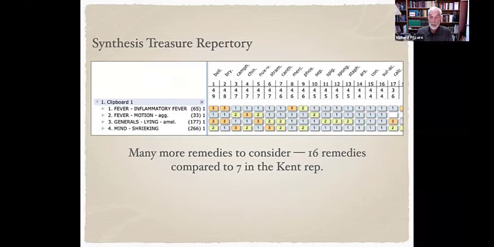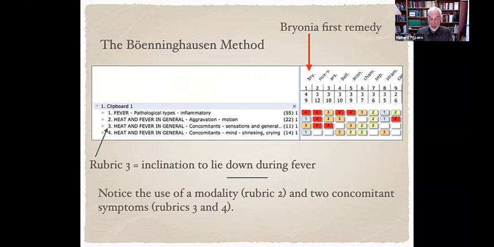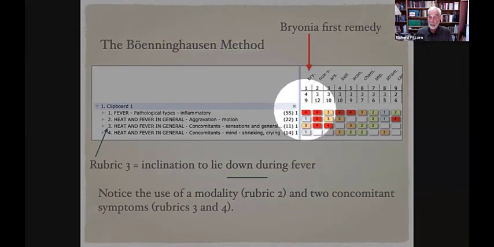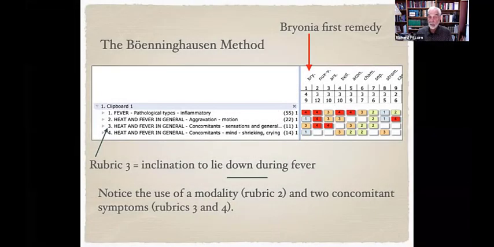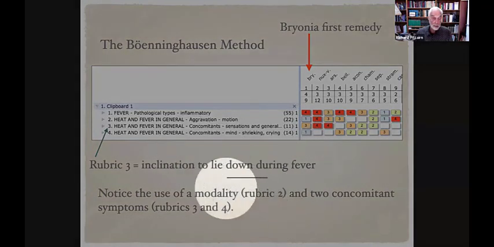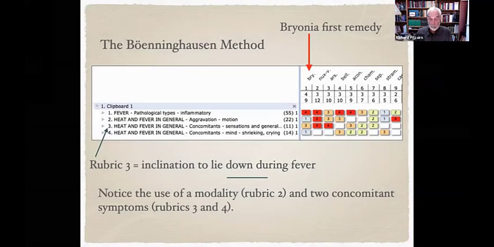Okay, lastly, we're going to look at the Bernhausen method. What we do here is we use fever inflammatory, and then we use modalities and concomitants. And when we do that, the very first remedy here is bryonia. It's the only remedy that comes up that has all 4. So it's very easy, very strongly indicated. I do note here rubric 3, because it's such a long text. What this means is inclination to lie down during the fever. That's the meaning of that third one.